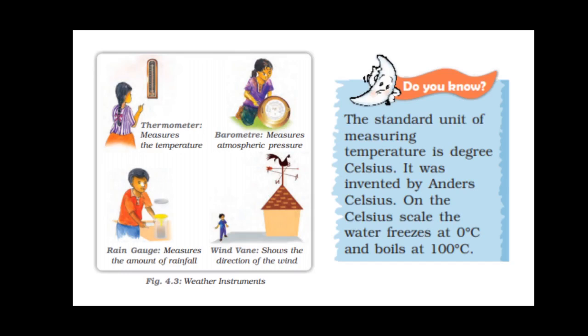Next one, the wind vane. We know that wind blows, but from which direction to which direction it is blowing, we don't know. With the help of a wind vane, we can find the direction of the wind easily.